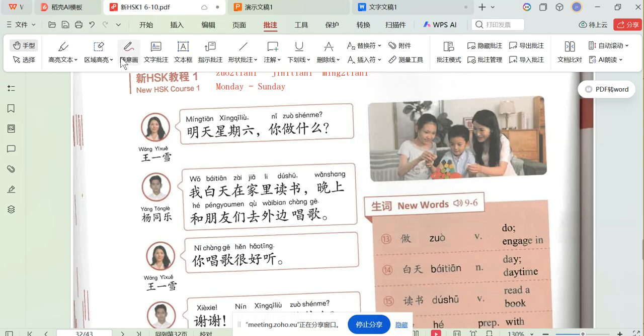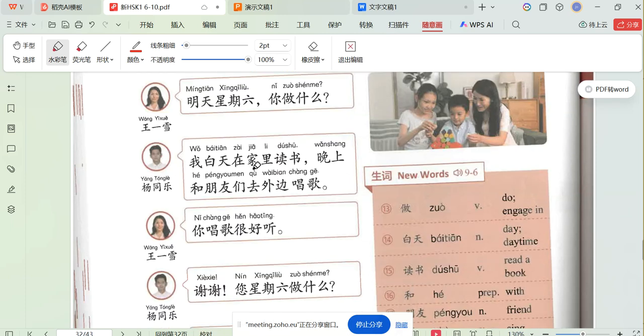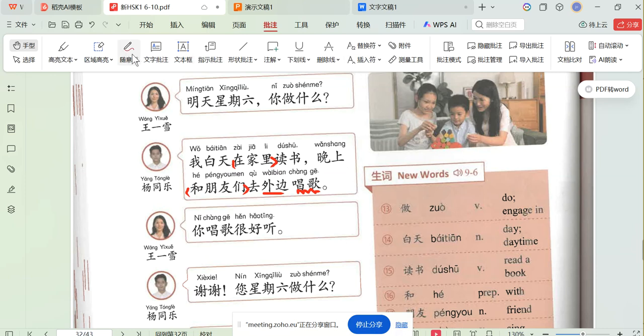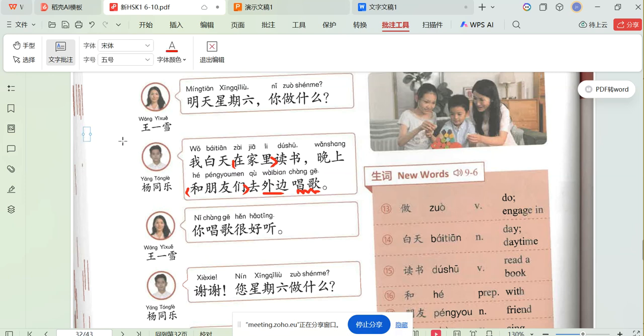So what does the man answer the question? 我白天在家里读书，晚上和朋友们去外边唱歌。So there are some words I have to tell you first. 白 is a color. White.